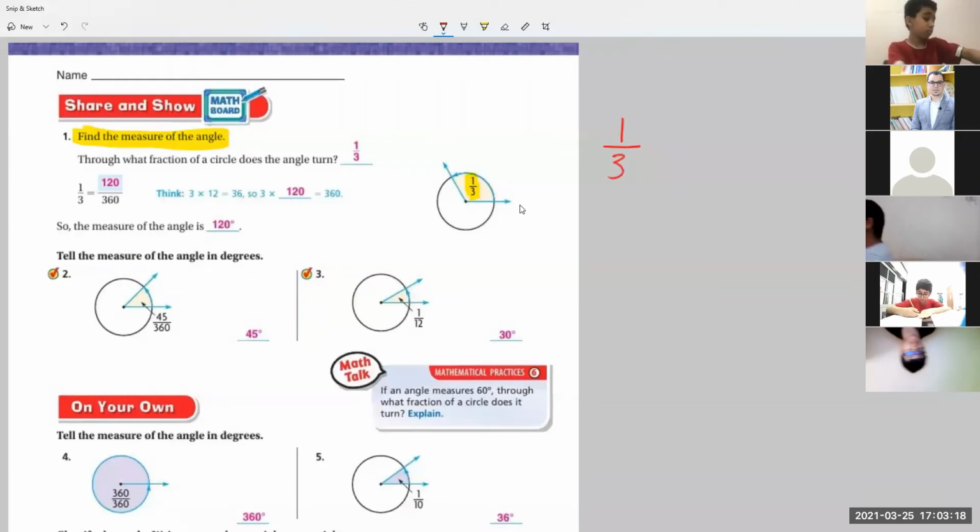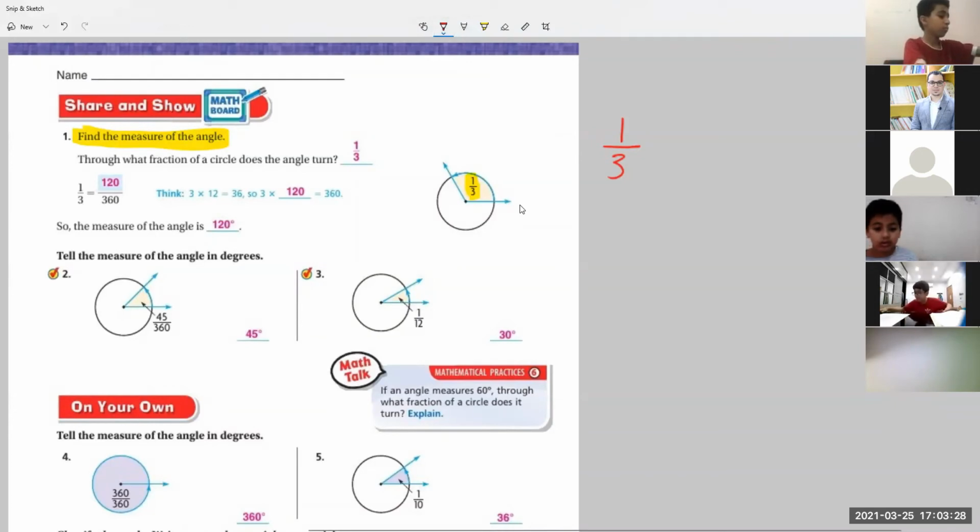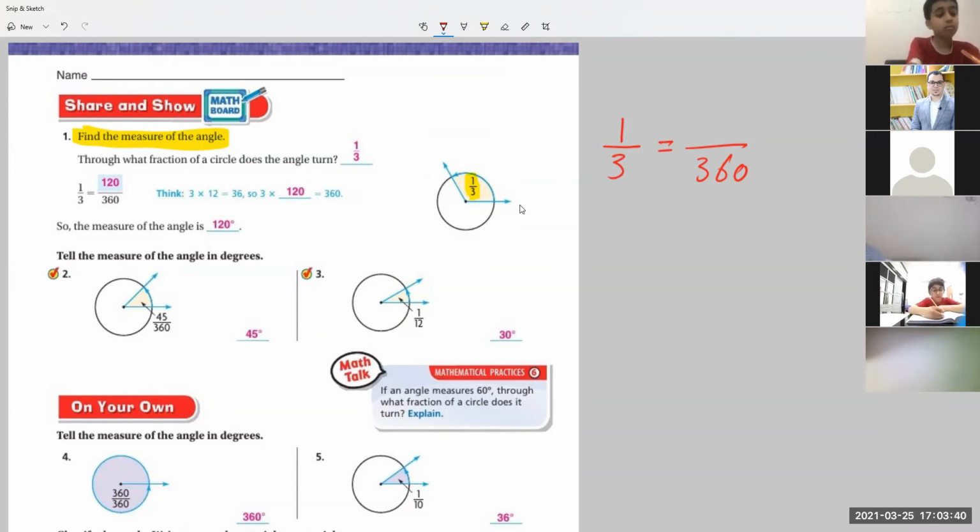We have 1 over 3, that's our fraction, right? And you have to get the equivalent fraction for 1 over 3 with 360 in the denominator. Okay, so let me try it with 360. That's the first step. You have to convert this fraction into another, equivalent fraction, of course, with 360 in the denominator.